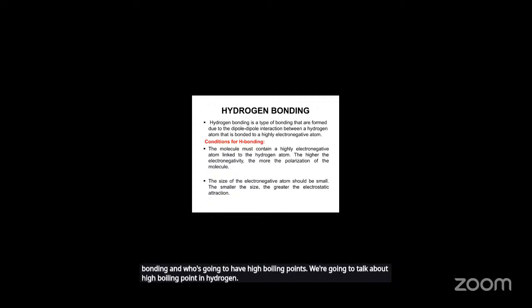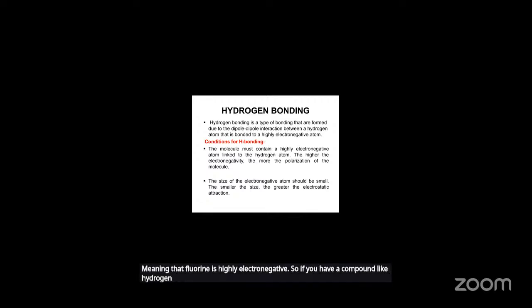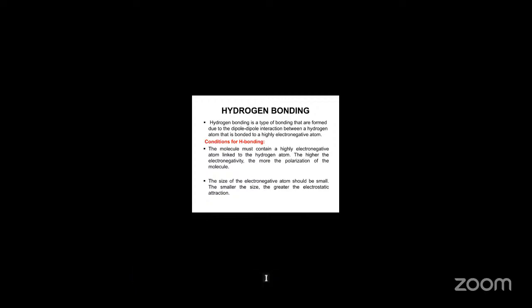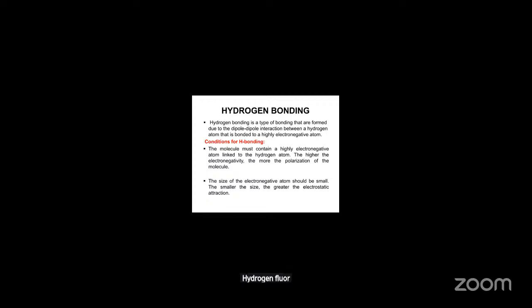So in terms of halogens, remember electronegativity decreases as you move down, meaning that fluorine is highly electronegative. So if you have compounds like hydrogen fluoride, hydrogen chloride, hydrogen bromide, and hydrogen iodide, they say which of the following will have higher hydrogen bonding? I know you know the answer now. They will tell you to arrange the following in order of decreasing hydrogen bonding: hydrogen fluoride, hydrogen chloride, hydrogen bromide, and hydrogen iodide.